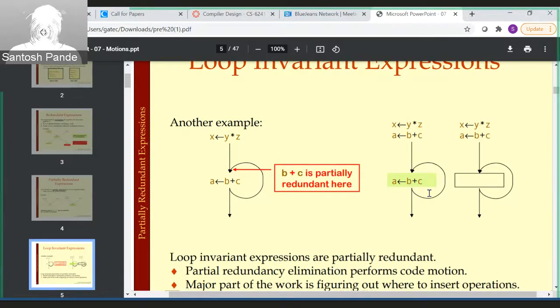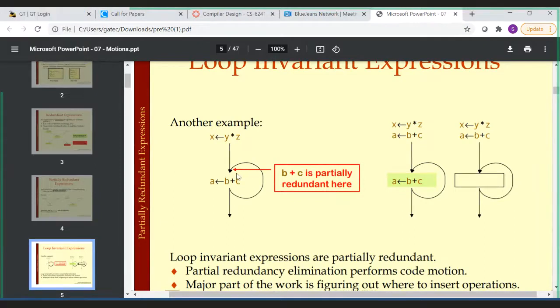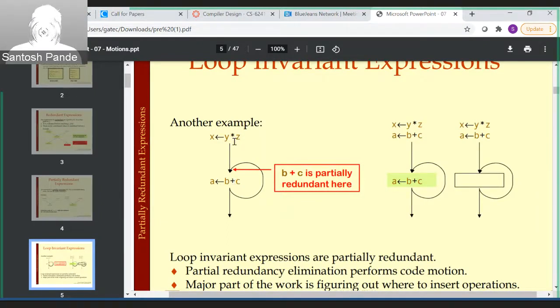And we want to move it outside, first detecting it that way. You can see that across the iterations, it is really redundant. But we cannot detect it as redundant using our original available expression analysis. Why? Look at it very carefully here. In order to get rid of this B plus C, we should have some B plus C's evaluation where that X is equal to Y times Z is sitting. We should have some evaluation there.